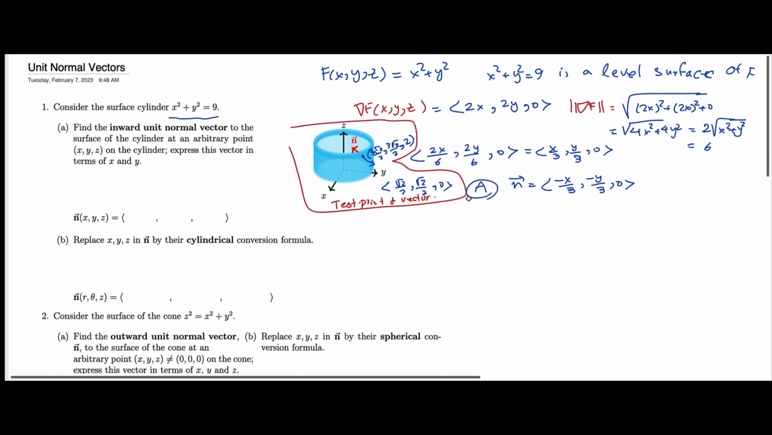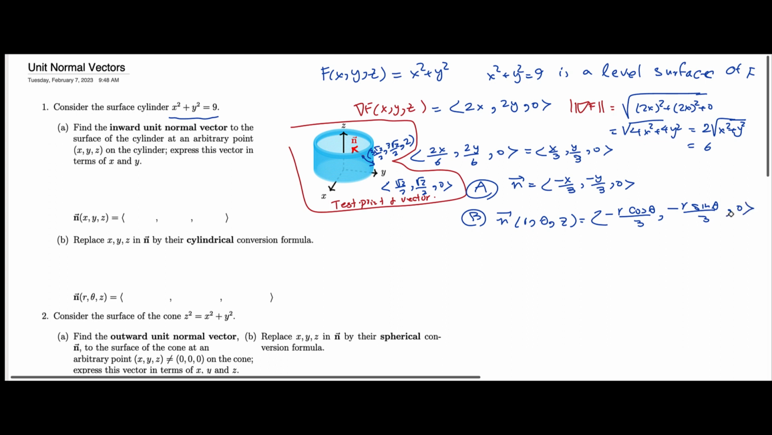In part B, I'm supposed to plug in the cylindrical coordinates. So n of r, theta, and z would look like negative r cosine theta divided by 3, negative r sine theta divided by 3, and 0.